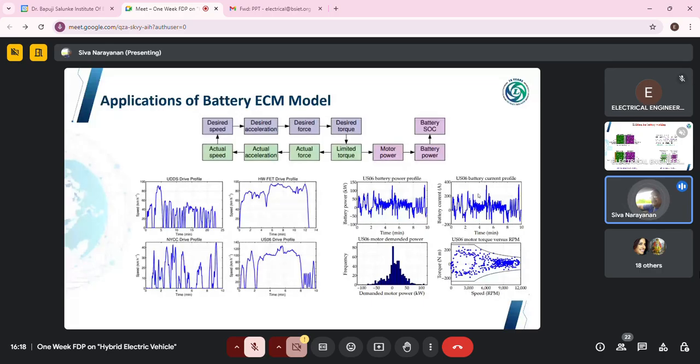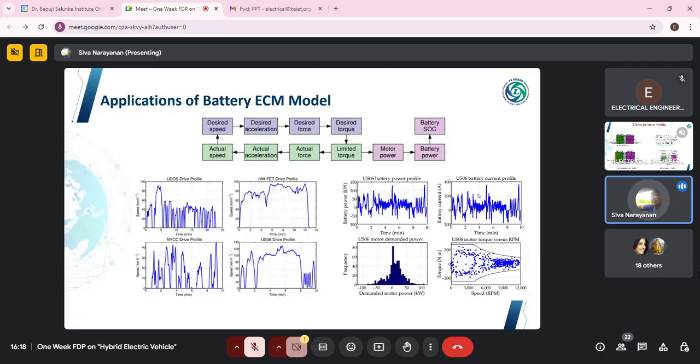From the speed you have to find acceleration, and from the acceleration you have to find the force, and at last you have to find the torque. For all this, if you refer to some papers, they have given some equations. In this I will not be covering those things.